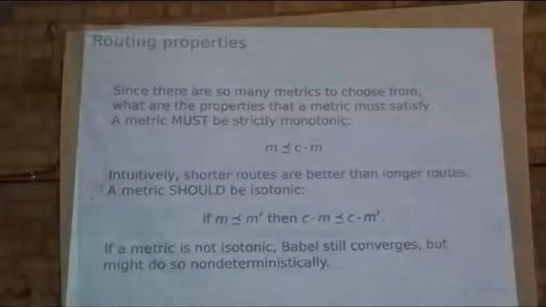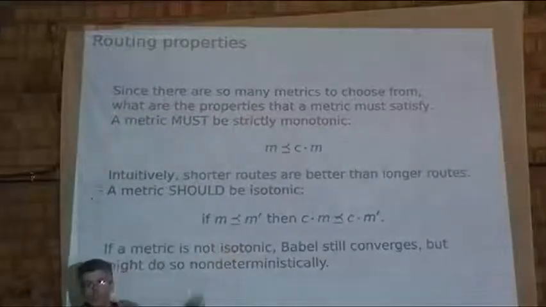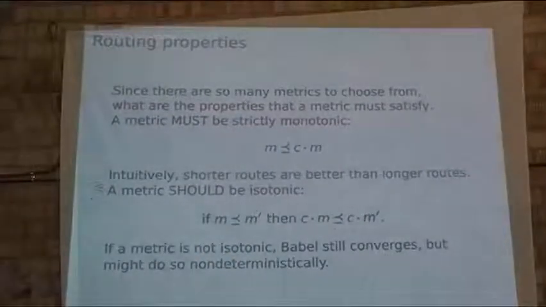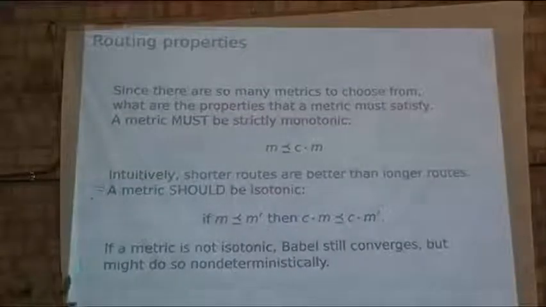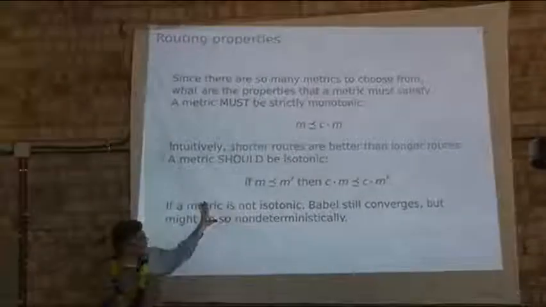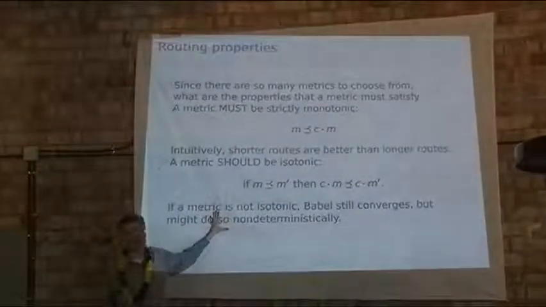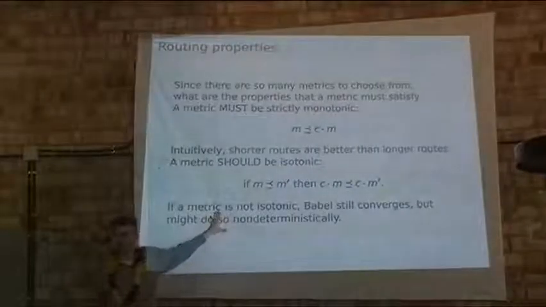And the other property, which is less intuitive, is isotonicity. It's another monotonicity property, but we use a different name. And I'm going to come back to isotonicity. I'm going to explain it later. So just to tell you, if we're not isotonic, the network doesn't collapse. It just behaves in funny ways. And I'm going to describe it later.